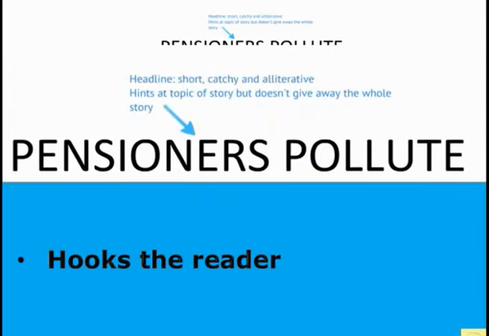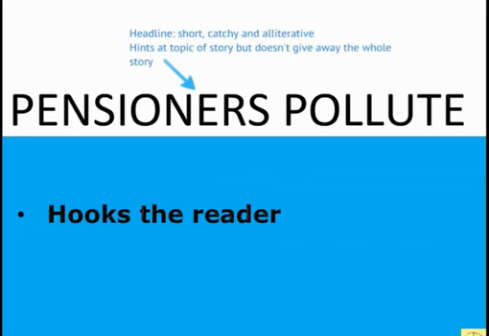So first of all, alliteration has been used in the headline. So from this, we could write loads of different things to do with that exam question, but we know from this alliteration, the repetition of the P, pensioners pollute, we know from that where the article is going. We know that it's going to be talking about the elderly having caused pollution in the world. But also, it's short, it's catchy, it may make you want to read.